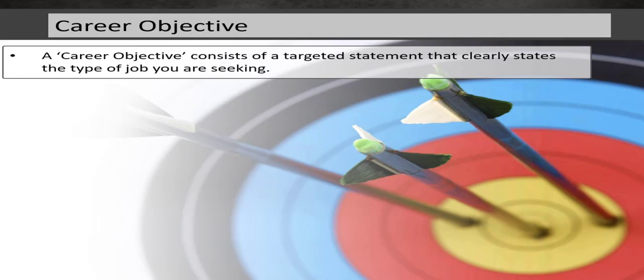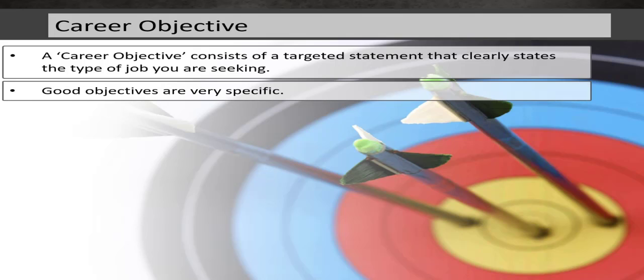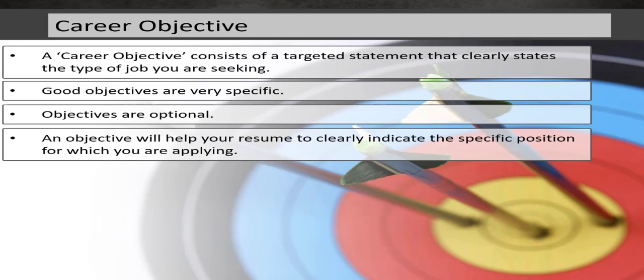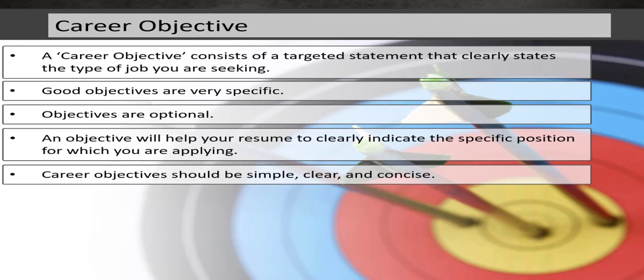Career objective. A career objective consists of a targeted statement that clearly states the type of job you are seeking. Good objectives are very specific. Objectives are optional. An objective will help your resume to clearly indicate the specific position for which you are applying.